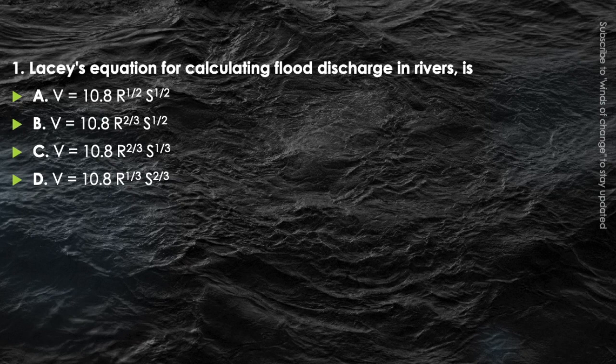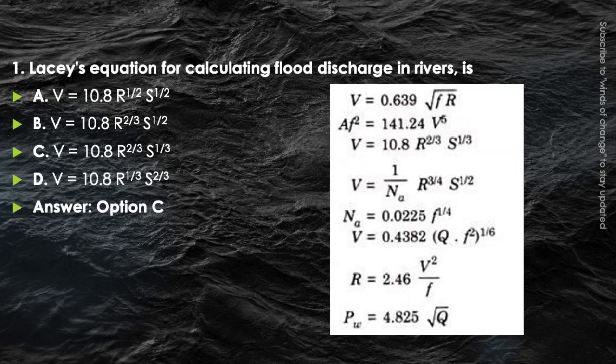Now just think about it. The answer is option C, that is 10.8 R raised to power 2 by 3 S raised to power 1 by 3. You can obtain it from this relation V equal to 10.8 R raised to power 2 by 3 and S raised to power 1 by 3. These three equations in the starting, these are the primary equations of Lacey's. These are very important to memorize. All these equations are very important to memorize for the Lacey.